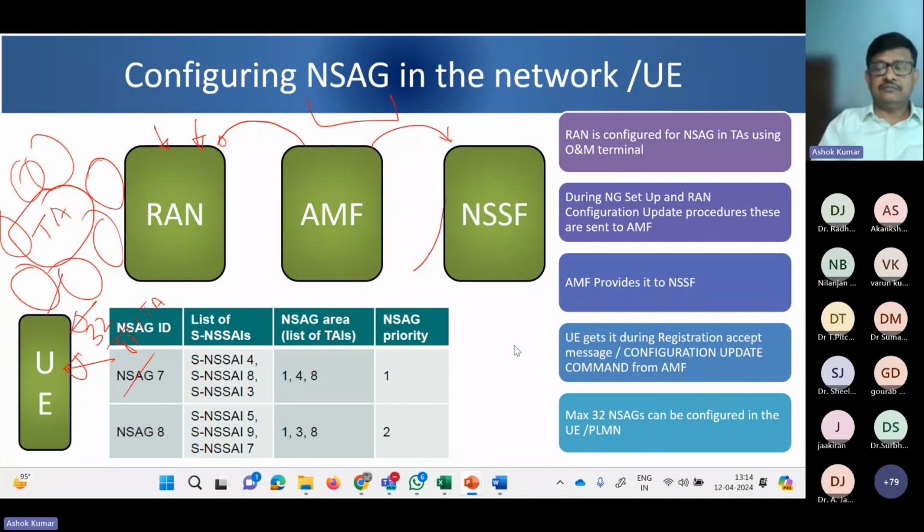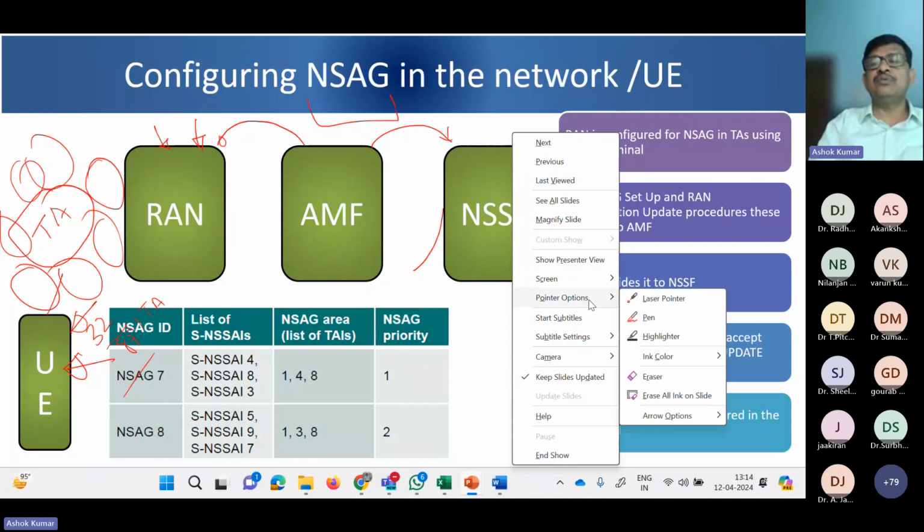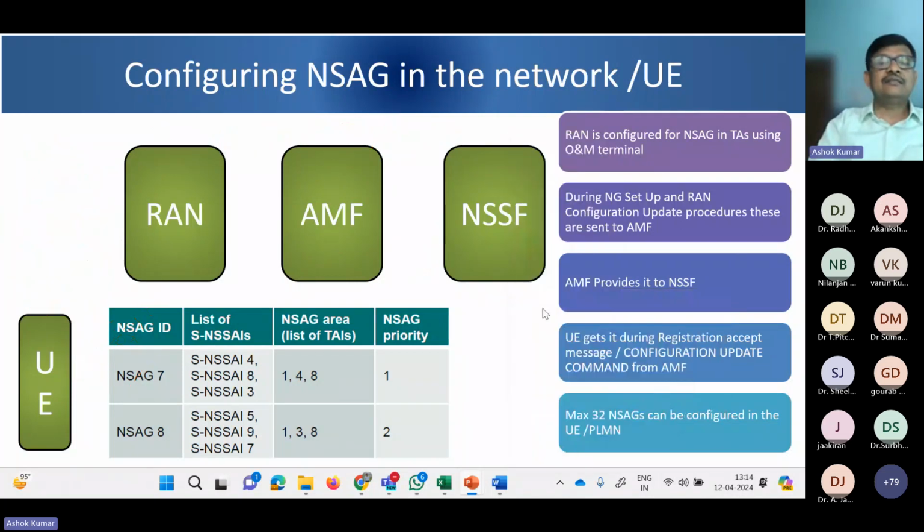So again, this table gives an example of the same: in group 7, I have these slices. Group 8, I have these slices. And these are available in these TAs. And this is the priority. Initially, the priority is to connect to group 1. So many groups are there, so which group to be connected? Group 1 would be the priority here. Here, group 2 would be the priority. These are configured onto the UV.